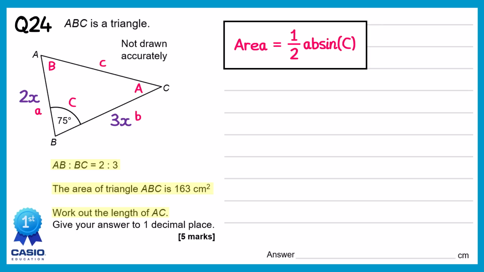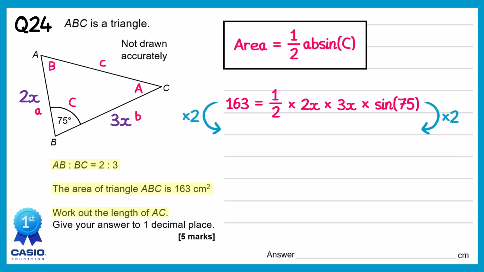We can now use this formula, which is area equals, but we actually know the area, we're told that was 163. 1/2 multiplied by lowercase a, which we said was 2x, multiplied by lowercase b, which is 3x, and then multiplied by sine of capital C, so sine of 75. The first thing I'm going to do is multiply both sides by 2. On the left-hand side, 163 multiplied by 2 is 326. On the right-hand side, the reason I've multiplied by the 2 is to cancel out the half, since 2 times a half is just 1. So we're left with 2x times 3x times sine 75.